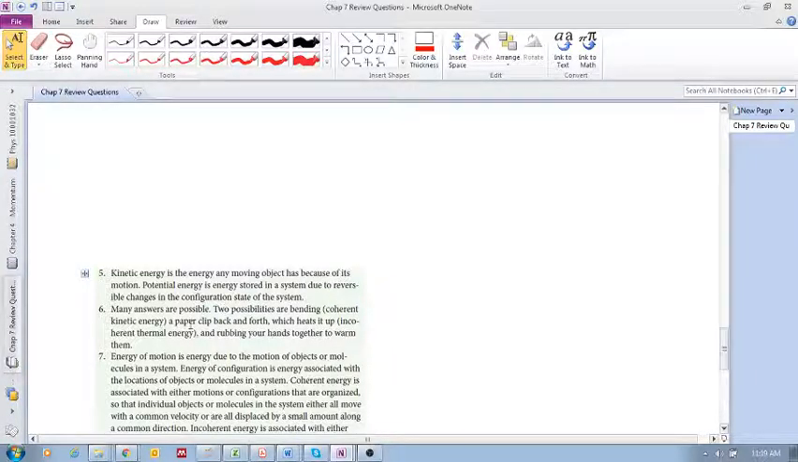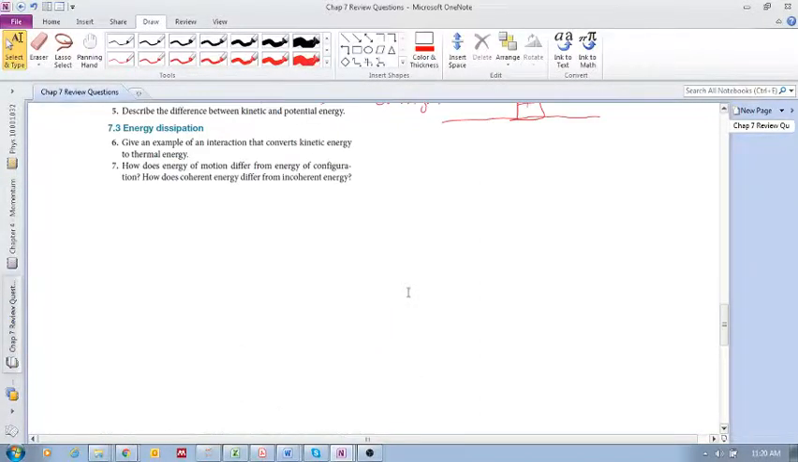So you can bend a paper clip back and forth. This bending is coherent kinetic energy. Okay, so you're bending a paper clip back and forth, and as you're doing that, it heats up. It turns into incoherent thermal energy. That's the first example. And the second example is just simply friction, right? Rubbing your hands together. You're converting this coherent kinetic energy into incoherent kinetic energy, which is thermal energy.